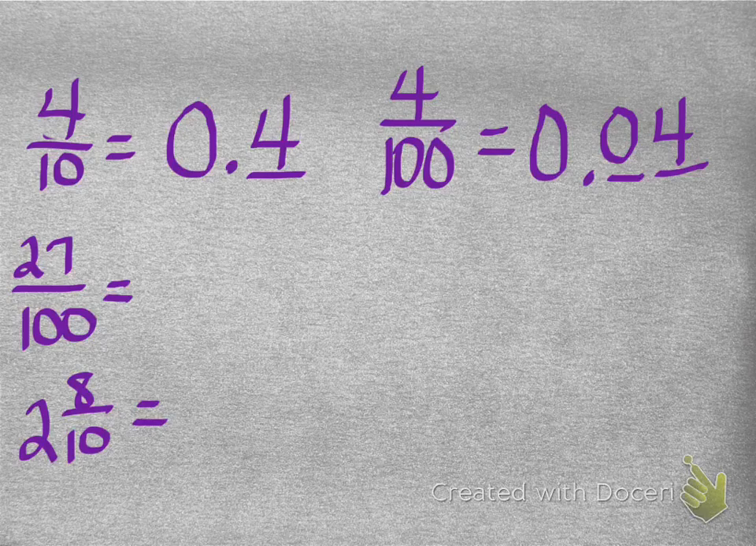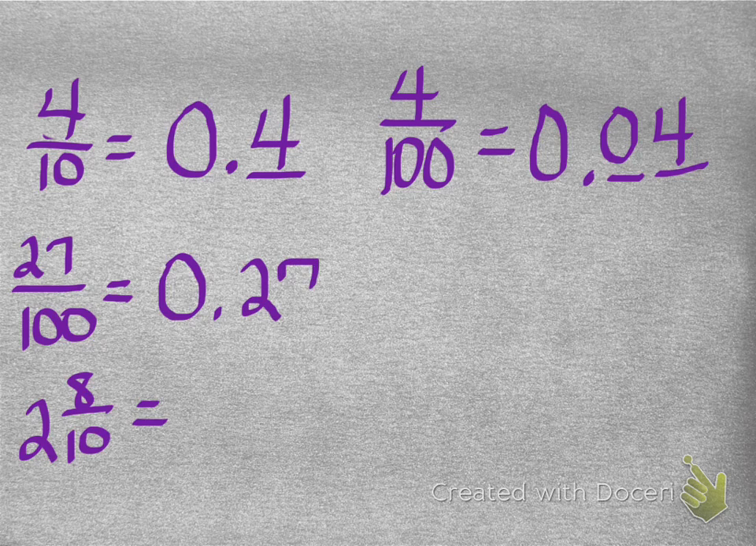Okay, so let's take a look at my 27 hundredths as a fraction. How do I write that as a decimal? I'm going to put 0 as my whole number because there isn't one. And it says 27 hundredths. So basically I just write 27 there because the way I would say that decimal is 0 and 27 hundredths.